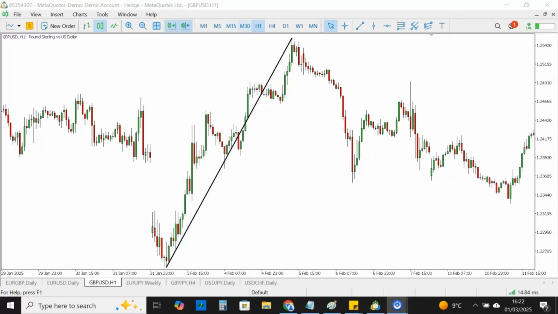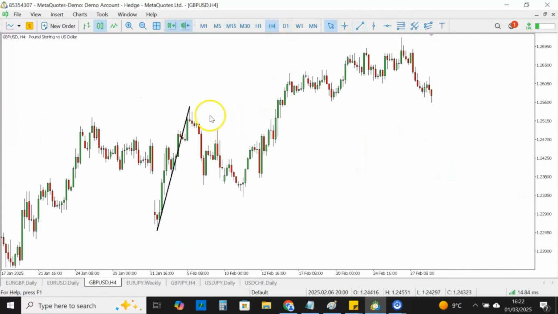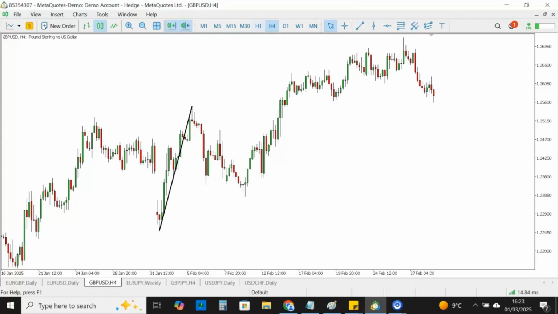You might want to look for this on a time frame above what you're actually trading on. So if you were on the 1 hour chart, you'd probably go up to the 4 hour chart, look for it there, because sometimes these things present themselves on higher time frames and you might not be aware of what's going on if you're just focused solely on the hourly chart.